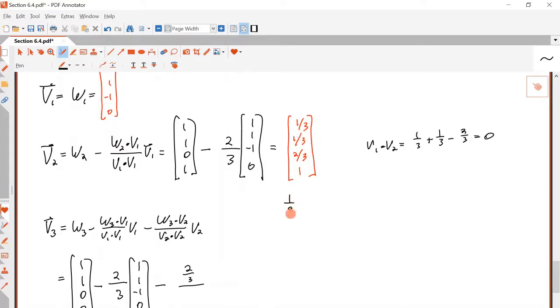So that's 1/9 plus 1/9 plus 4/9 plus 1. So it's 6/9 plus 1, which is 15/9, which is 5/3. So 5/3, these threes cancel, times this vector: 1/3, 1/3, 2/3, 1.